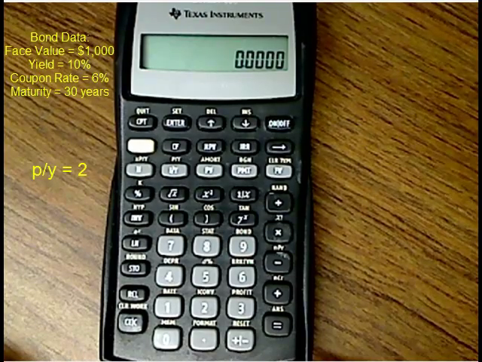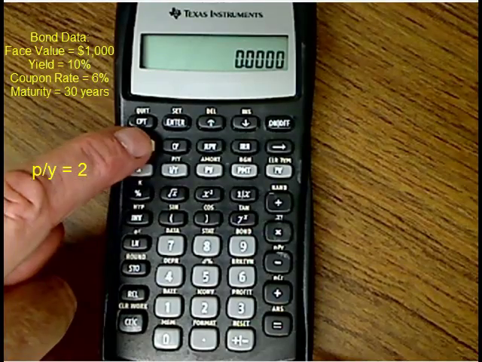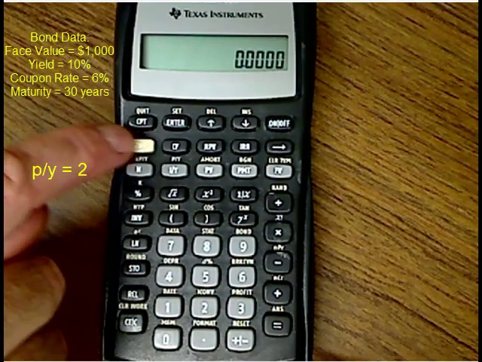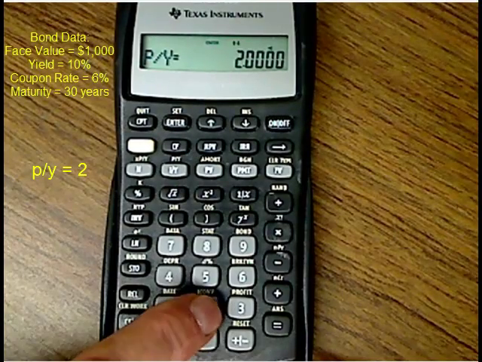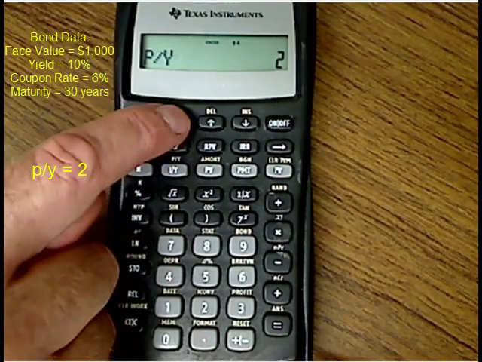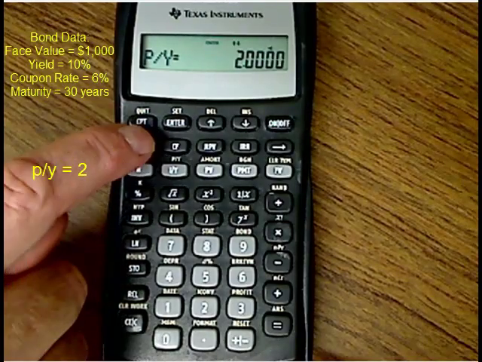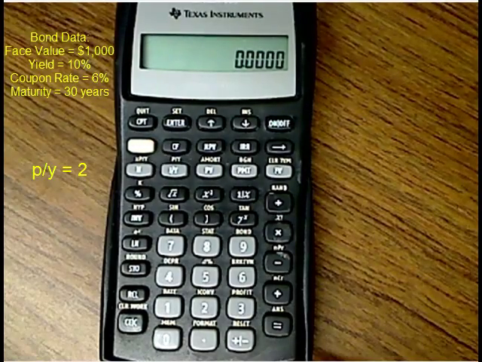The next thing we need to remember is that bonds pay interest twice a year, so we have to change our P/Y to 2. So we'll hit second, P/Y, and if it's not already 2, hit a 2 and then hit enter. Next, hit second, quit to get out of that.